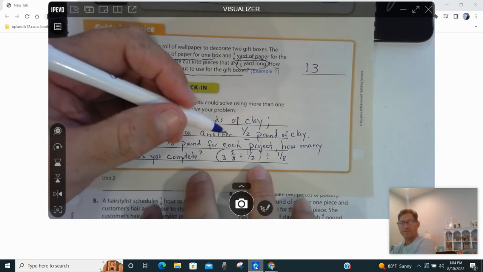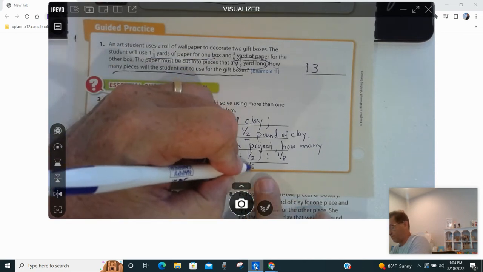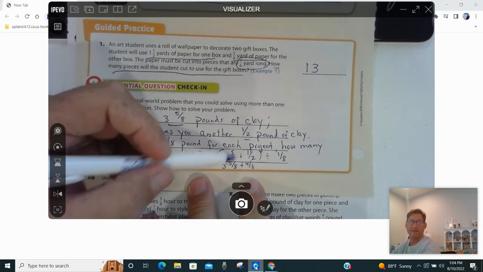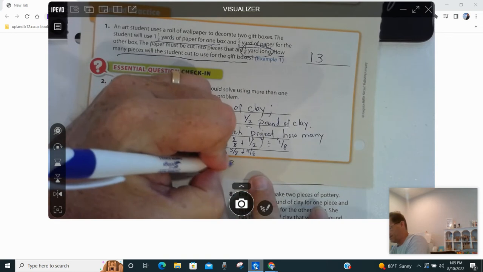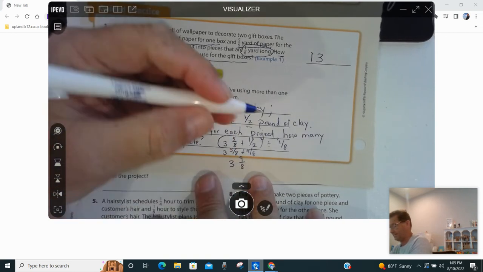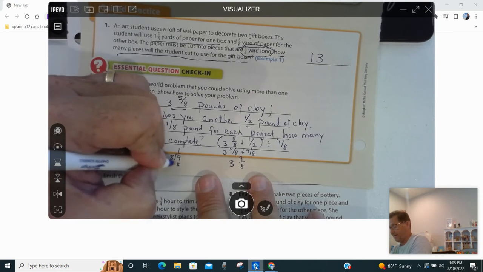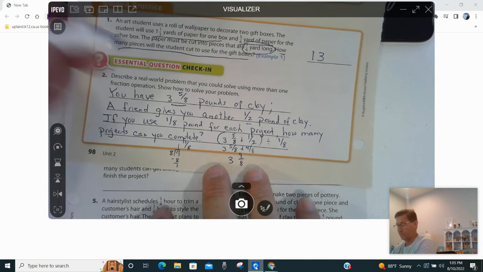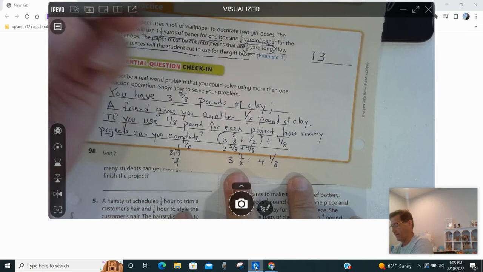So 3 5/8 plus a half. I know I can turn the halves into eighths by multiplying by 4. So 1/2 is the same as 4/8. So 3 5/8 plus 4/8 is 3 9/8. 9/8 is the same as saying 1 1/8. So 1 1/8 plus 3 is 4 1/8.